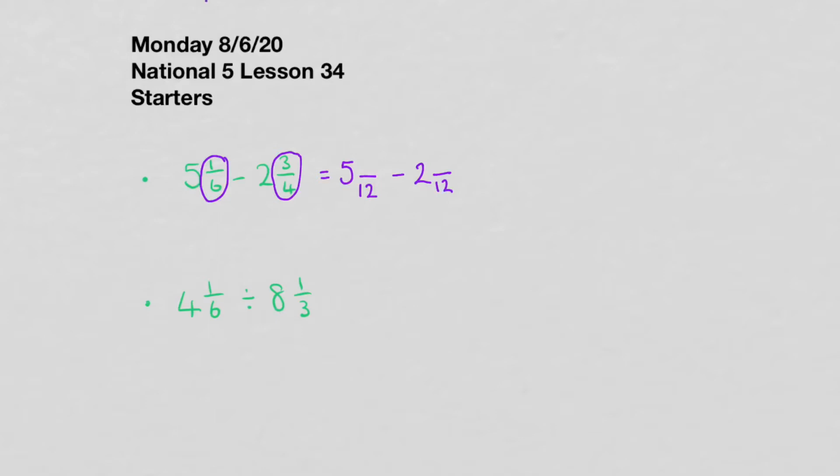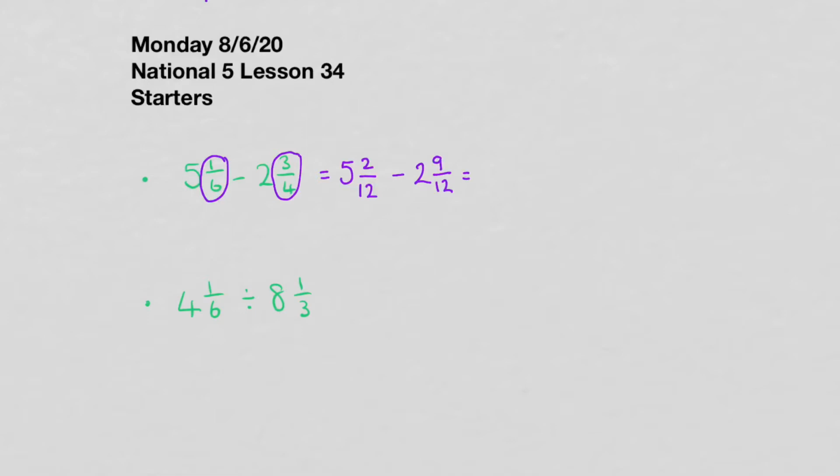Then we say, what have we multiplied 6 by to get 12? So we've multiplied it by 2. So you do the same to the top as well. Then you say, what have you done to 4 to get 12? You've multiplied by 3. So you've got to do the same to the 3.